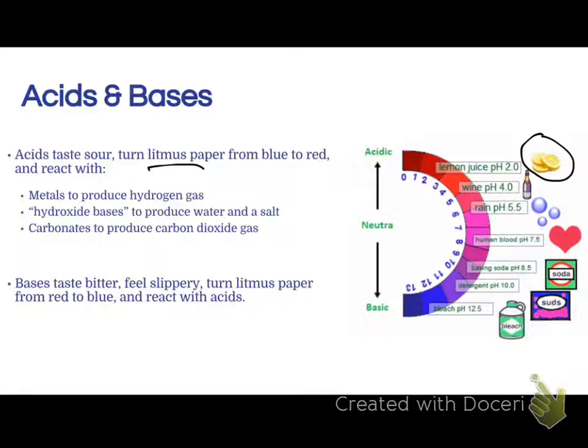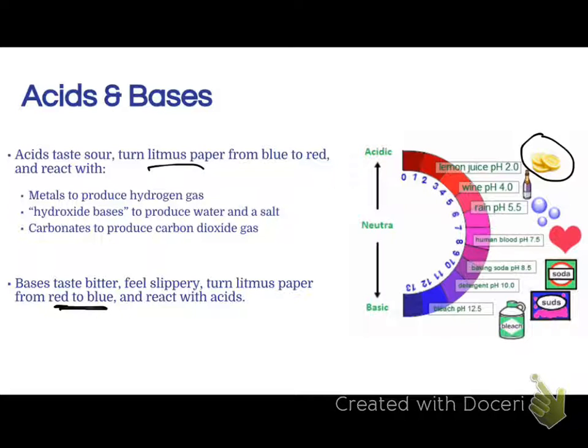Litmus paper is actually made from a litmus tree, just a wood, and it turns out it changes color whenever it touches an acid or a base. If you touch litmus paper to a base, it goes the exact opposite way. It goes from red to blue.